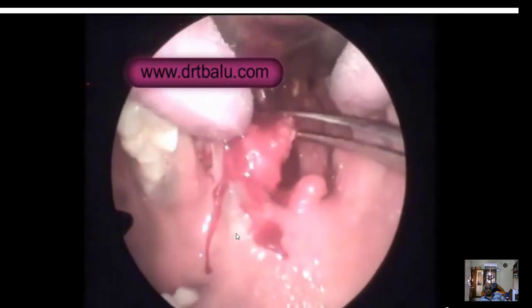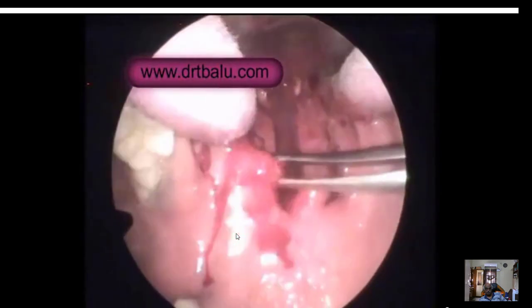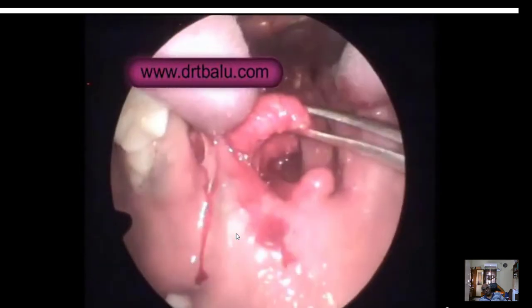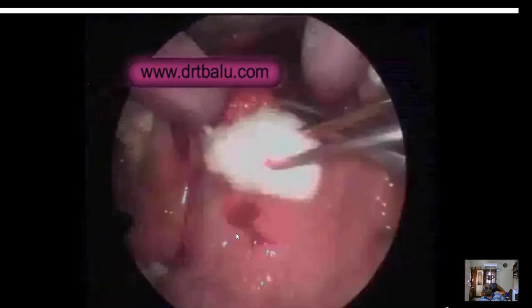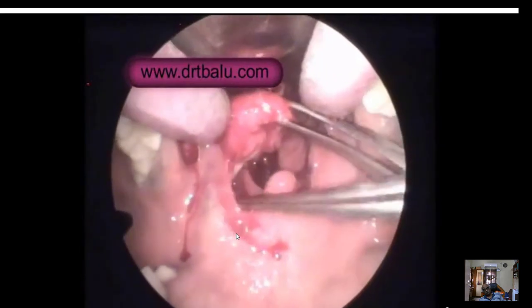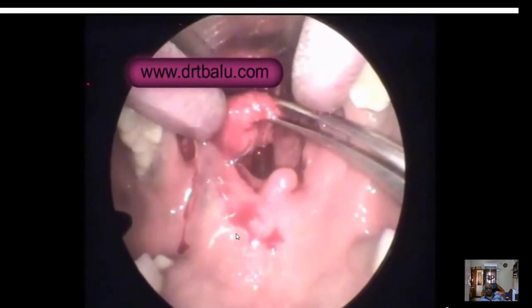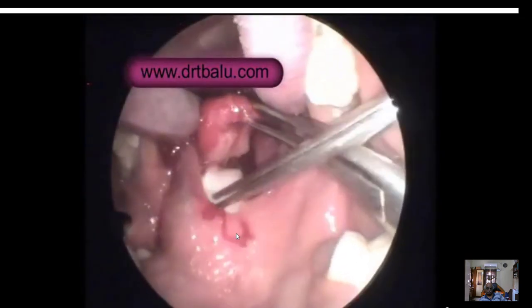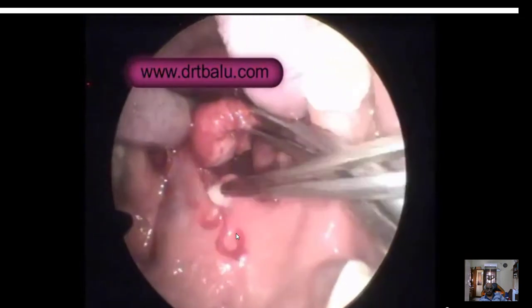The tonsil is dissected away from its capsule in the capsular plane. The plane is very important. If you are in the correct plane under the capsule, you should be able to perform the surgery without any bleeding. So you see the tonsil is lifted out of the tonsillar bed. The tonsillar fossa is packed with cotton.